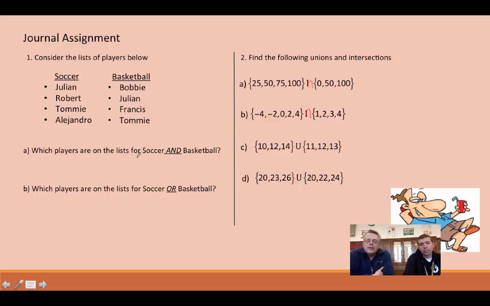Then, on the right side, number 2, get used to set notation. Your answer should be a set for the ones on part 2. So we have 4 problems involving sets. We should have 4 answers with sets. Sounds good. All right.